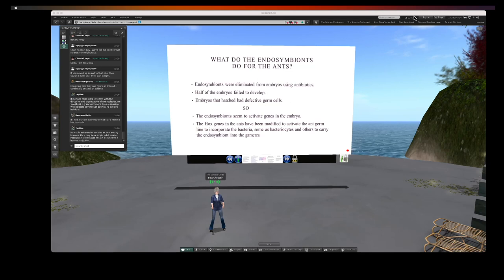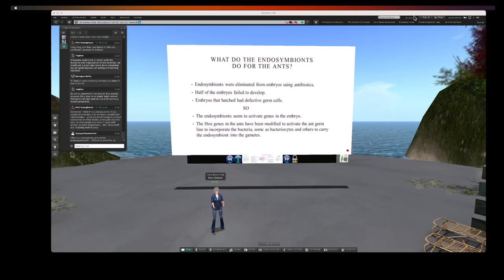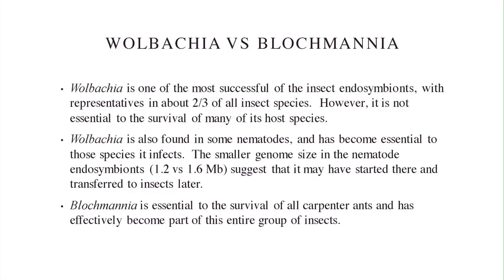So the endosymbionts seem to activate genes in the embryo, including the Hox genes. And the Hox genes from the ants have been modified to activate the ant germline. So those two things have sort of become interactive. It's very, very strange, but it's what happens in this Blachmania, and it's been worked out over the last 51 million years or before.